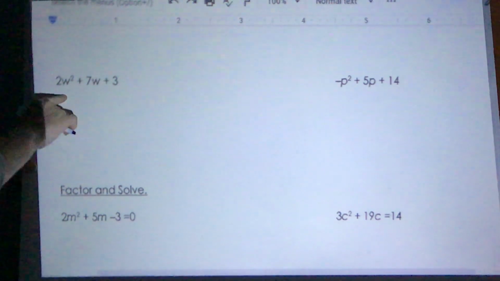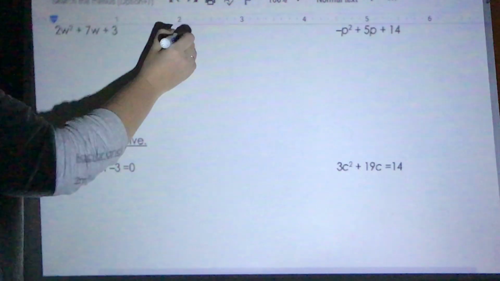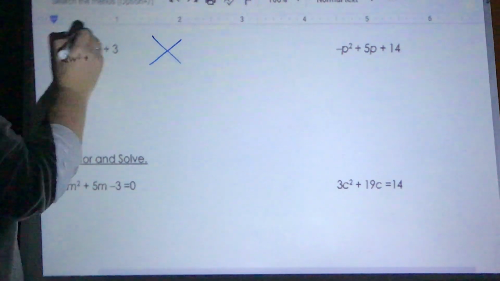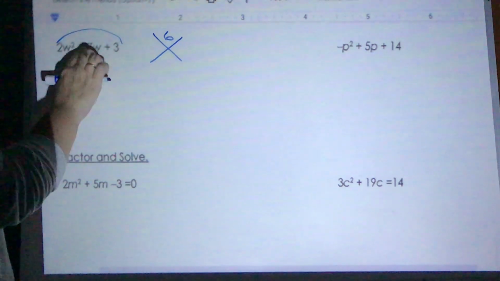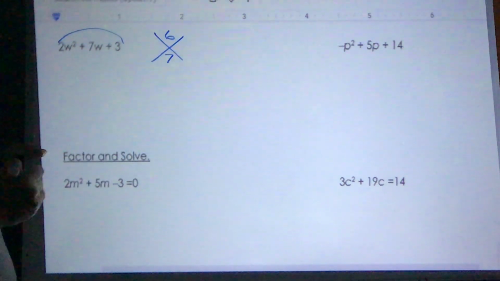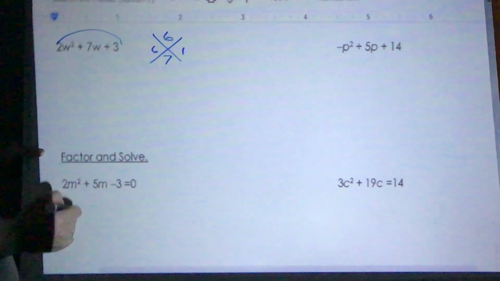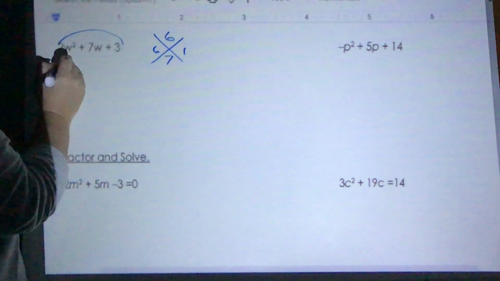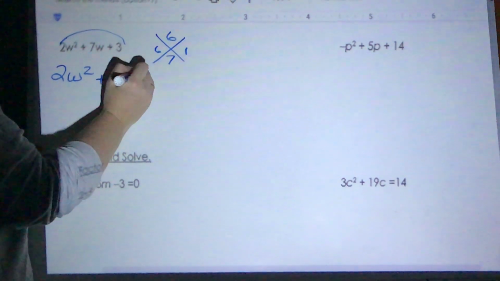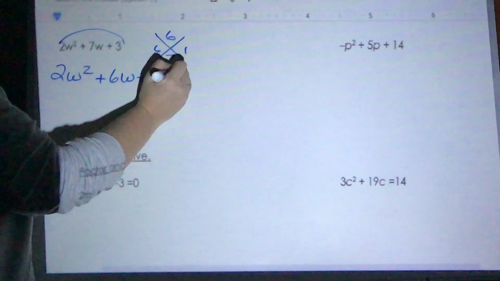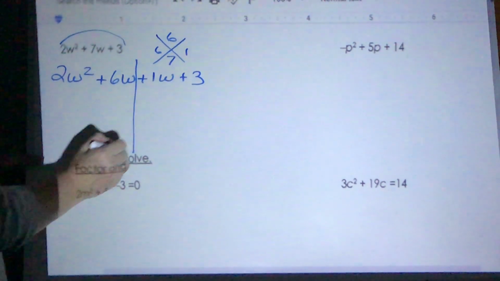So for this next one, I'm going to multiply a times c. So I want two numbers that multiply to give you 6 and two numbers that add to give you 7. Those two numbers would be 6 and 1. So I'm going to take my trinomial and rewrite it using the 6 and the 1. And now I'm going to split down the middle.